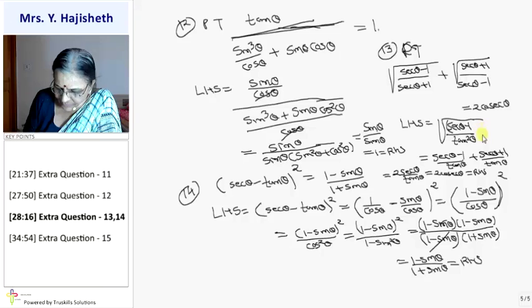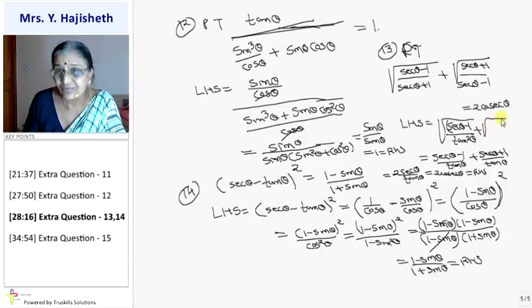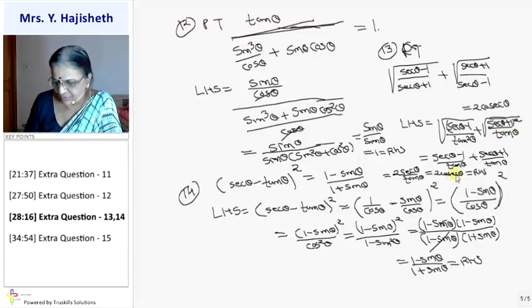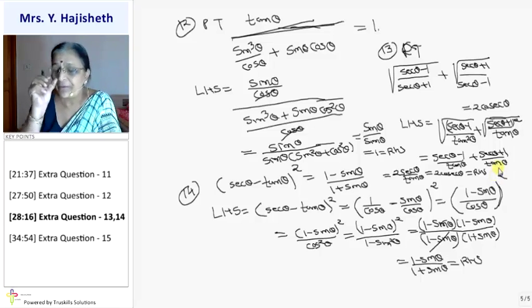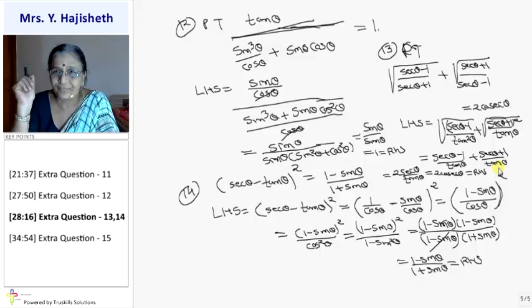We write it as plus under root (sec plus 1 whole square) upon tan. Clear? Plus under root (sec plus 1 whole square) upon tan. Clear? So it is sec minus 1 upon tan plus sec plus 1 upon tan. So it is 2 sec theta upon tan theta. Sec is 1 by cos and tan is sin by cos. Cos cos cancels, 1 by sin is cosec. So that way we complete 12, 13 and 14. Clear?